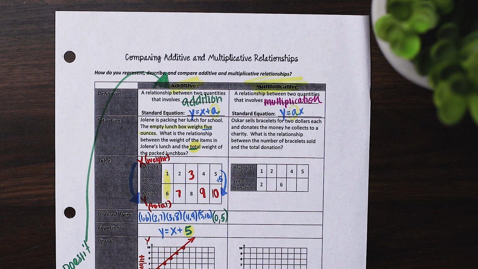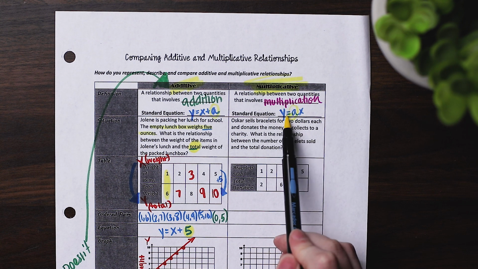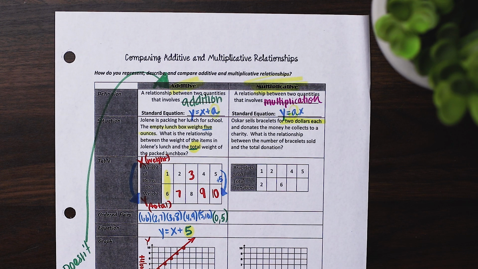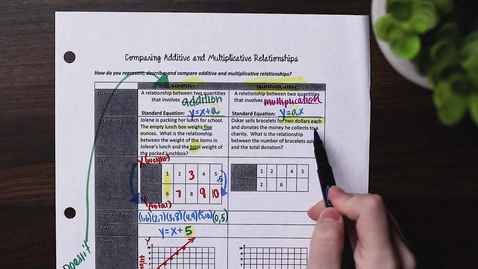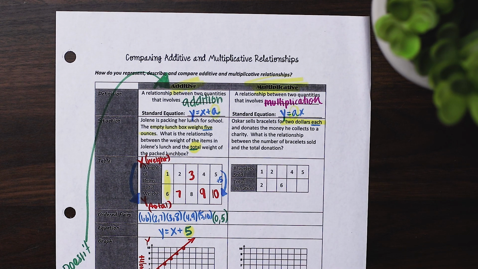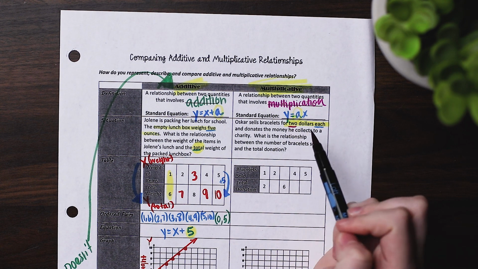I'll read this one to you. It says, Oscar sells bracelets for $2 each and donates the money he collects to a charity. What is the relationship between the number of bracelets sold and the total donation? So I have a nice good keyword right here. This word each signifies a multiplicative relationship. It's something we've been familiar with for a while now. So if I was just reading that and I didn't already know it was multiplicative, that's something that could tell me, yes, this is going to be multiplication. Then I have my only number here in my problem, which is 2.